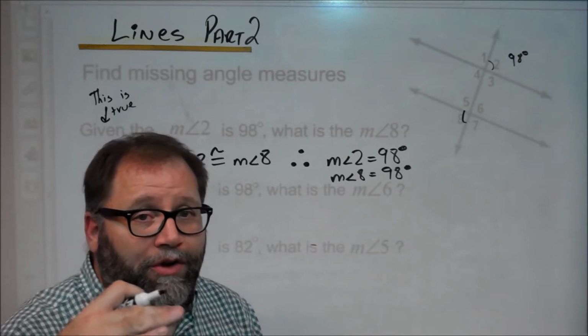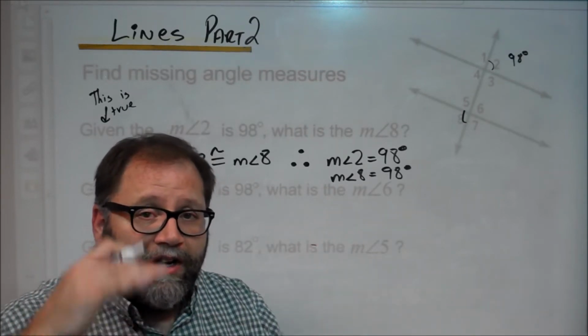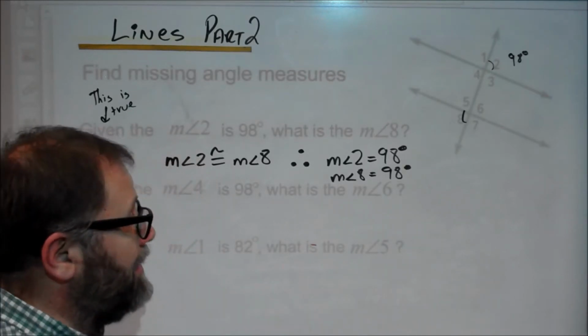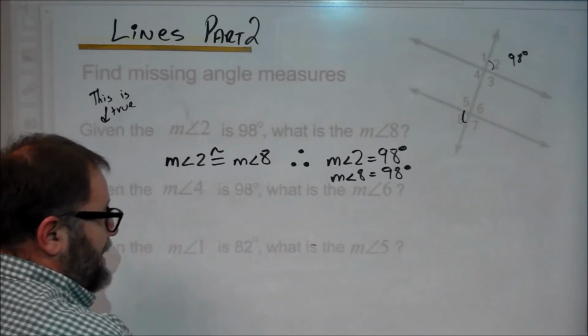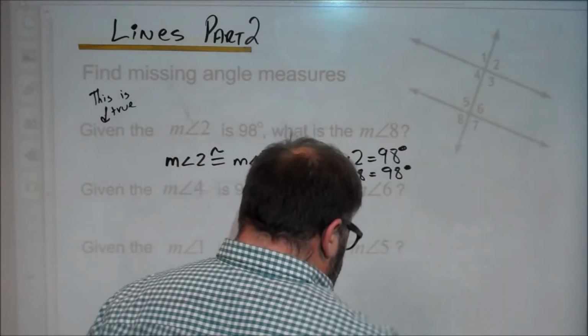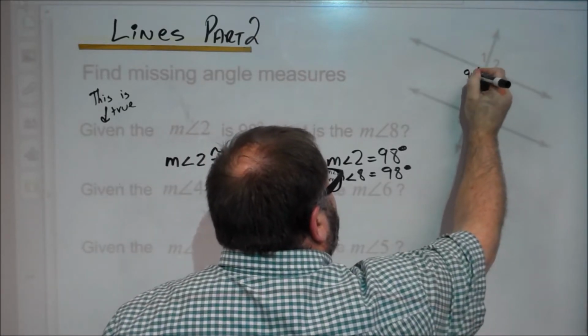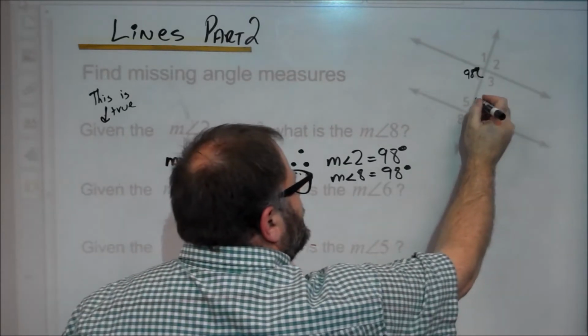If you like to argue, you're going to love this. You're taking the pieces that are the facts, and you're assembling those facts in order and then proving your case at the end. Let's look at the next one here. I've got given that the measure of angle 4 is 98 degrees. So let's erase this so we can see what we're working with. Here is angle 4. It is 98 degrees. What is the measure of angle 6?